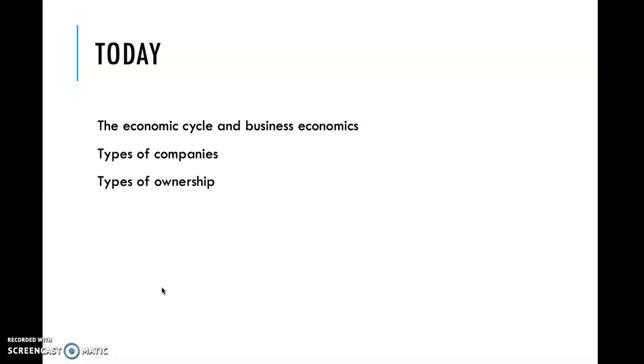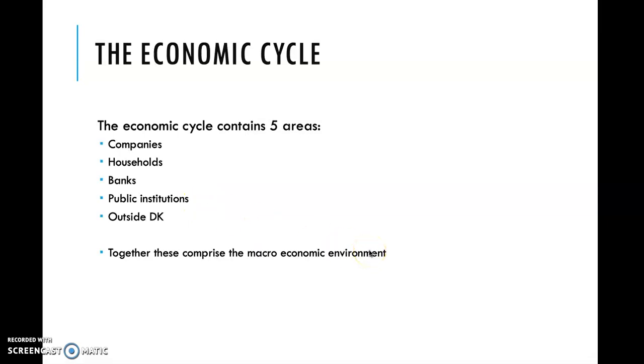Today, in chapter 2, we're going to talk about the economic cycle and business economics, types of ownership, types of companies, and types of ownerships. The economic cycle contains 5 areas. First, we have the companies. The companies provide goods that people can buy.